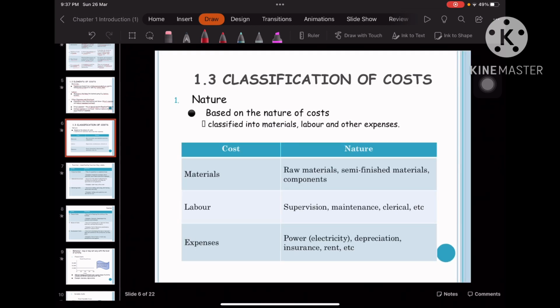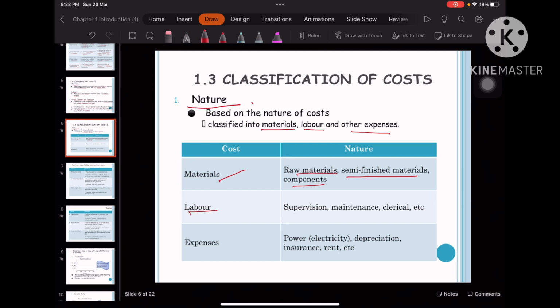Right, so this is the classification of costs, in terms of nature. Based on the nature of cost, again we have material, labor, and other expenses. I think that you really understand just now. For material, we have the raw material, the semi-materials and components. And normally we classify material as raw material, direct material, and indirect material. So raw material, or direct material, is what we need. Indirect material is, just like what I said just now, we need glue in producing a car.